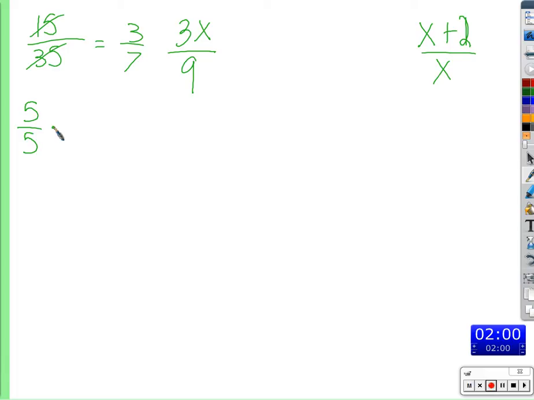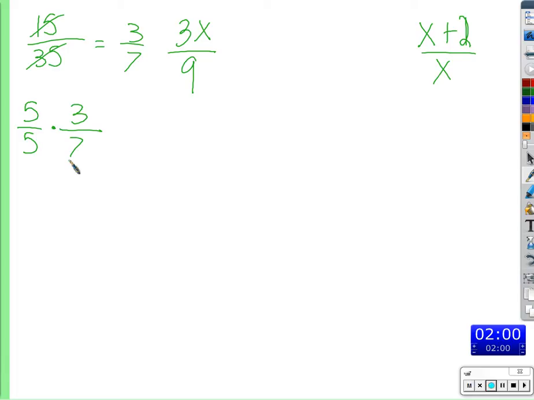So 5 over 5, the thing that we think will cancel, okay? We have to be able to write it as this times some other fraction that gives us the original fraction. Can we do that? Can we do 5 times something to give us 15? Yes. 5 times 3. Can we do 5 times something gives us 35? 7. Okay.